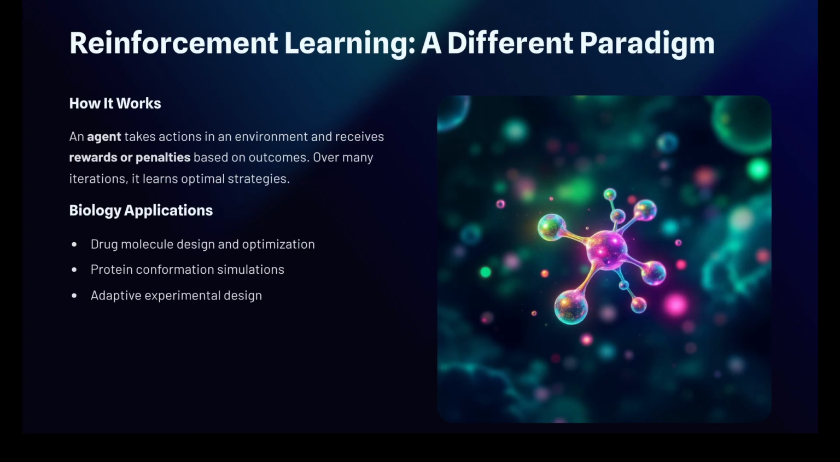Reinforcement learning is a different paradigm where an agent learns through trial and error by receiving rewards or penalties. This is sometimes used in problems like drug discovery or molecular simulations.